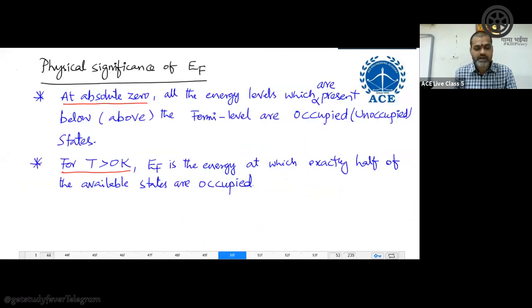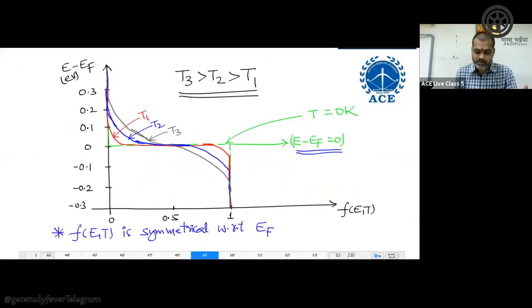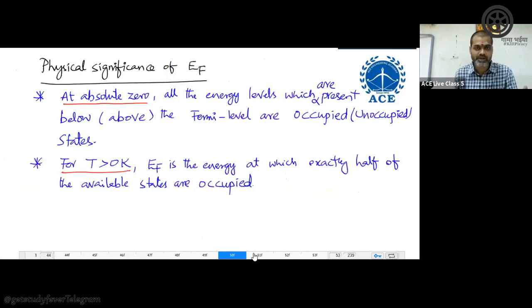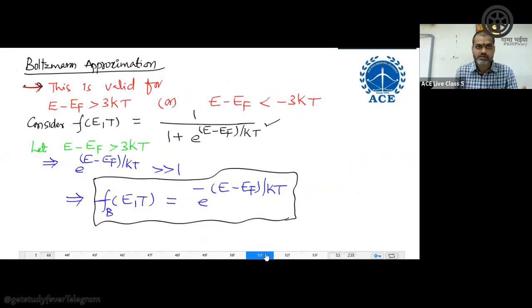If T is greater than 0 and E equal to EF, you can very easily get F(E,T) equal to 0.5. What is the meaning of that? Half of the available states are going to be occupied. And we have given one approximation called the Boltzmann approximation, with the condition that E minus EF should be greater than or equal to 3kT. You can put the equality also here.